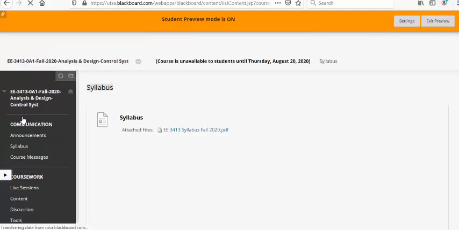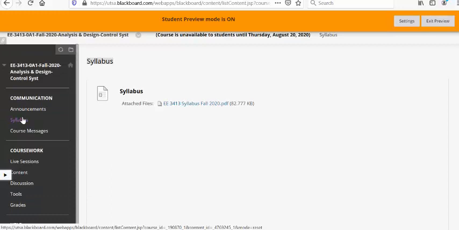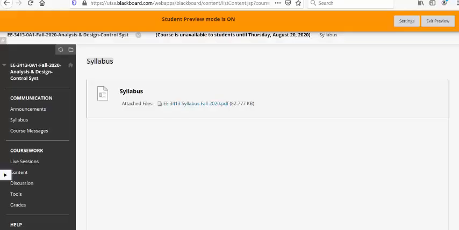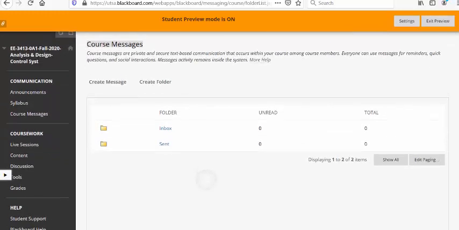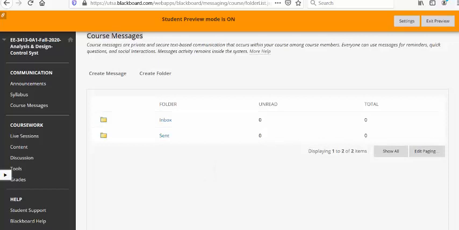The second one is the syllabus. I already uploaded the syllabus over here, so you can check it by clicking the link. Also the course messages. If I send a message to you in particular, you can see the message over here. Most likely I won't send you a message via Blackboard. I will probably send an email, because I can check your email address. So please also don't send me a message via Blackboard, as I may not check this one very often.